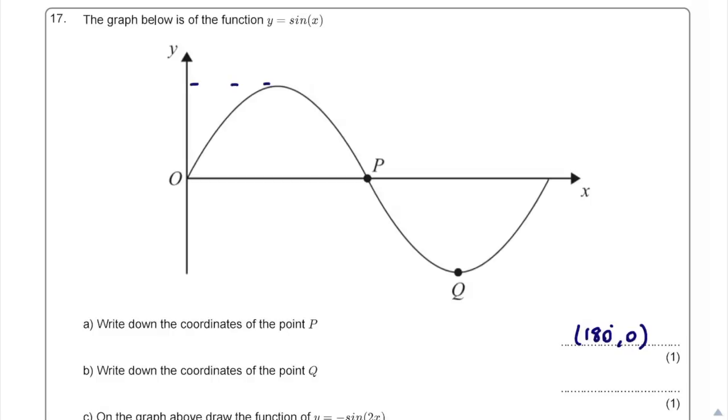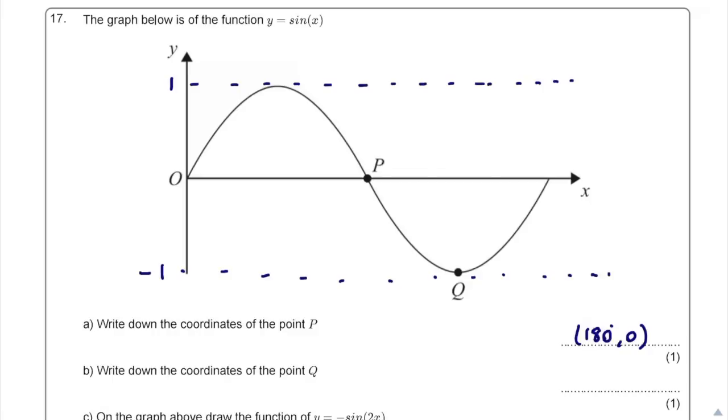If I draw a dashed line here and another dashed line here, you should know that the maximum value for y equals sine x is 1 and the minimum value is minus 1. So we know that the y coordinate for Q is going to be minus 1.